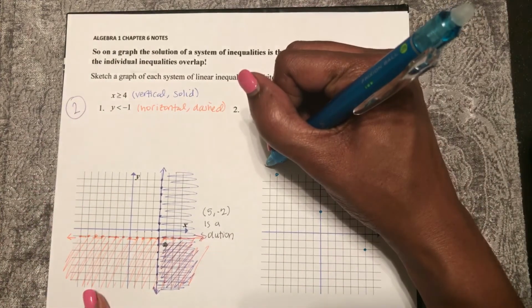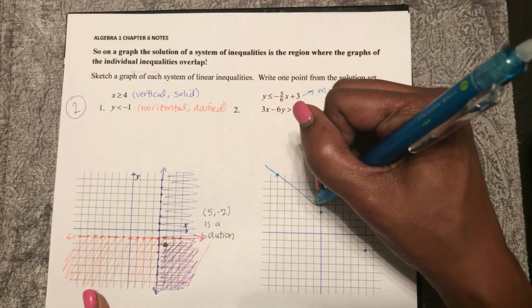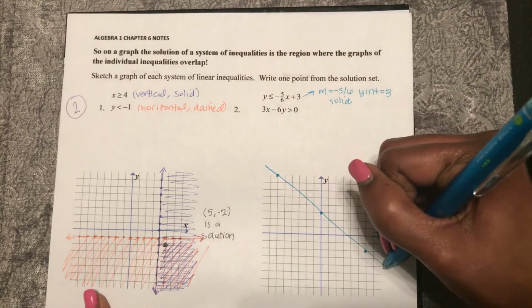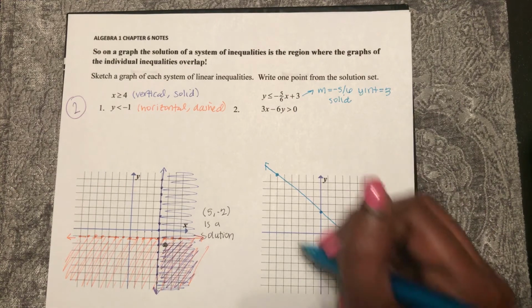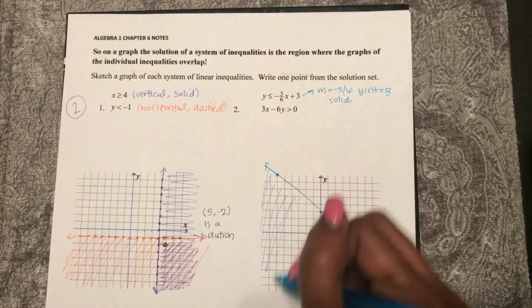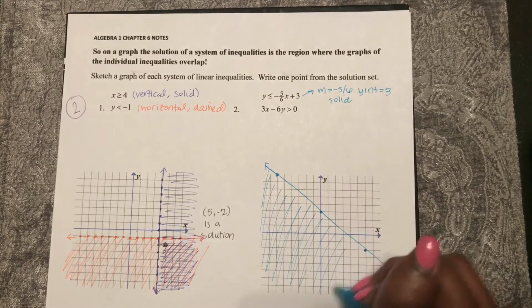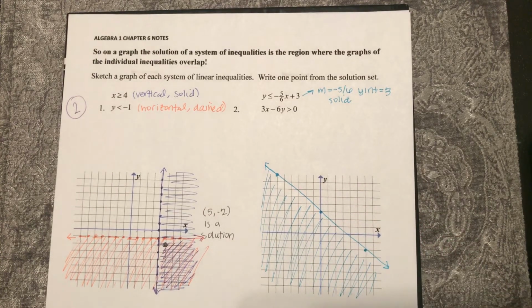Let me do it this way, making it solid because it's equal to my boundary line. And now we want all y values less than that line. So that means I want all y values below this line.